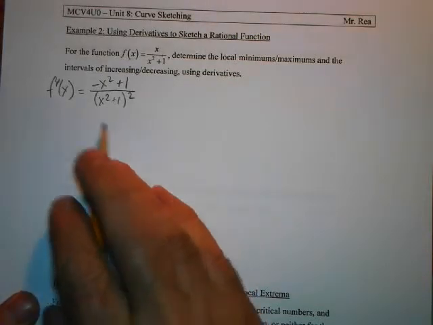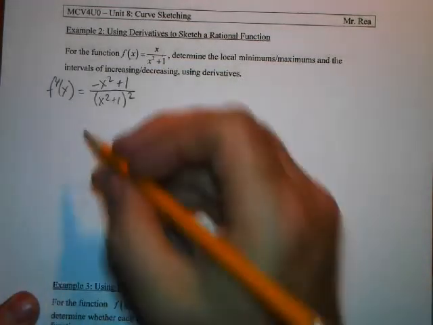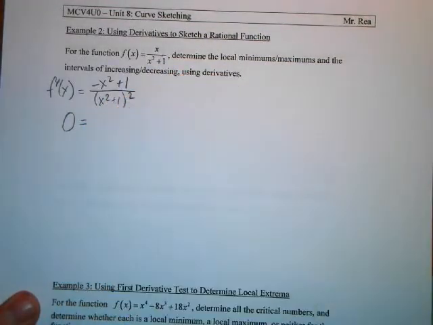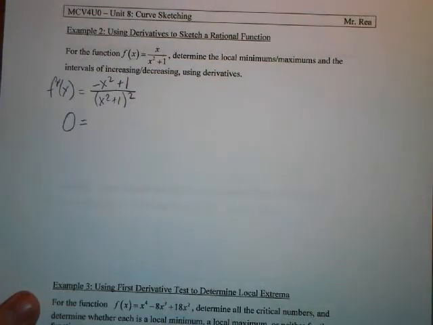So that's the derivative function. We want to set this to 0 now because we want to find where the horizontal tangents are, meaning the slope is 0, meaning it's a critical point. And we want to find these points now.